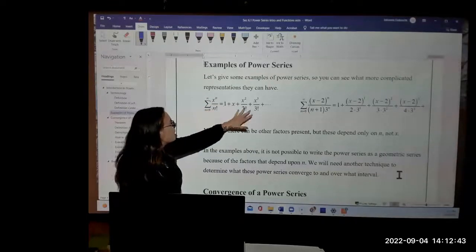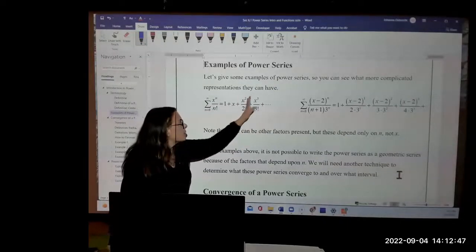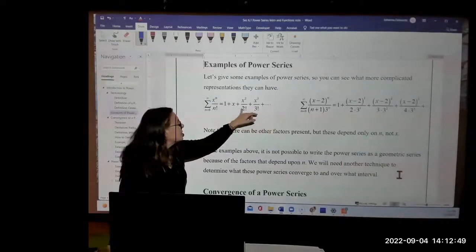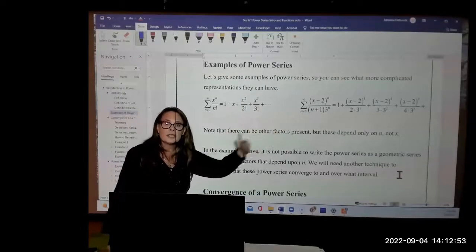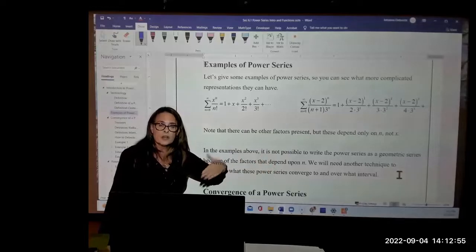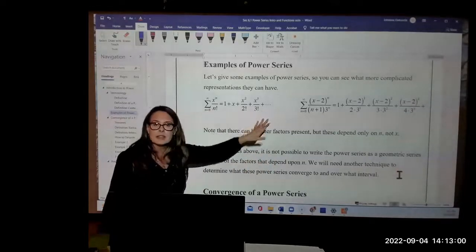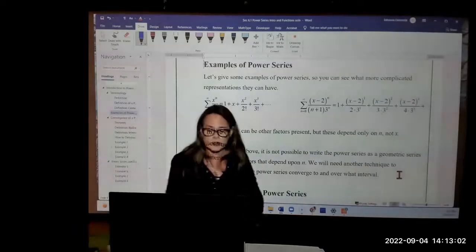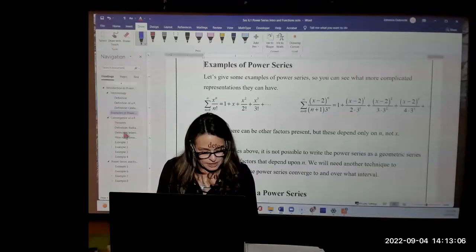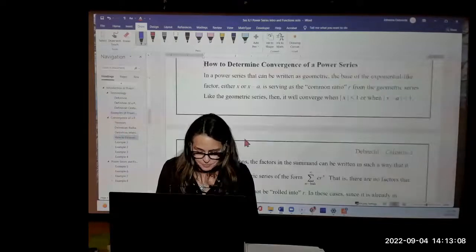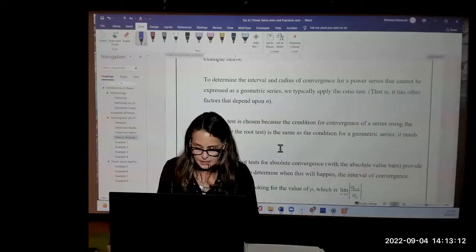So there's no way to multiply by the same ratio to get from one term to the next, because the denominator is a factorial that is increasing with the subscript, increasing with n, the index. So what do we do in a case like this? It's not strictly geometric in nature. So if it's not strictly geometric in nature, then what we want to do is apply the ratio test.